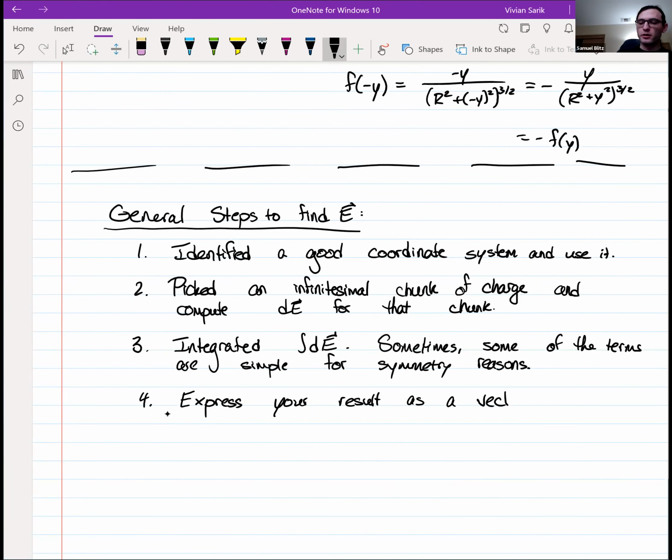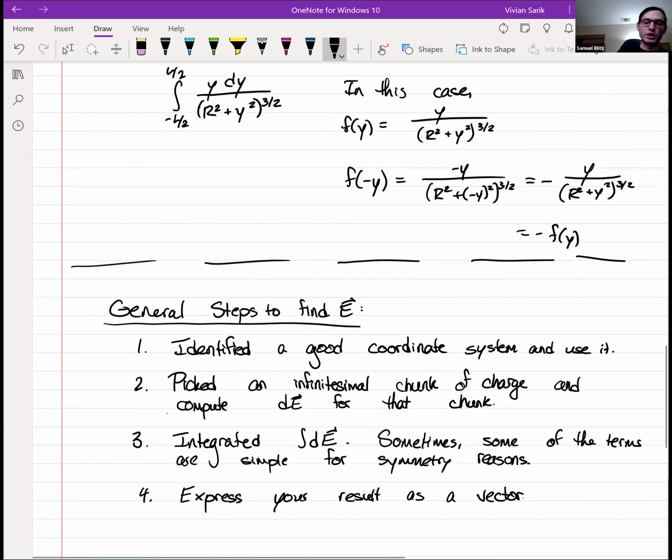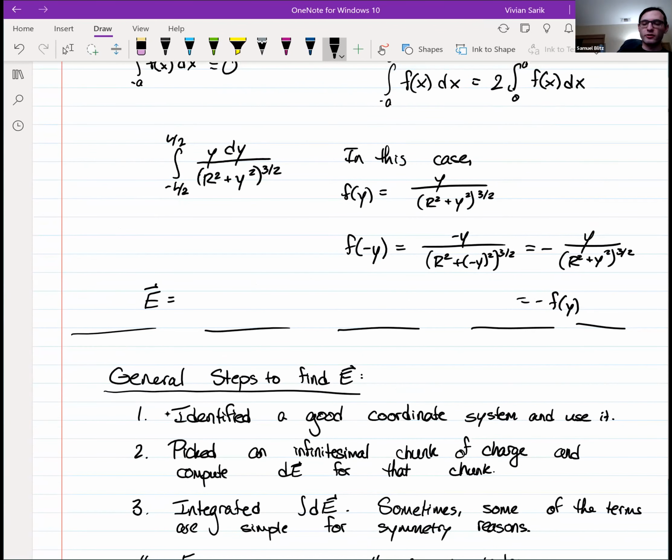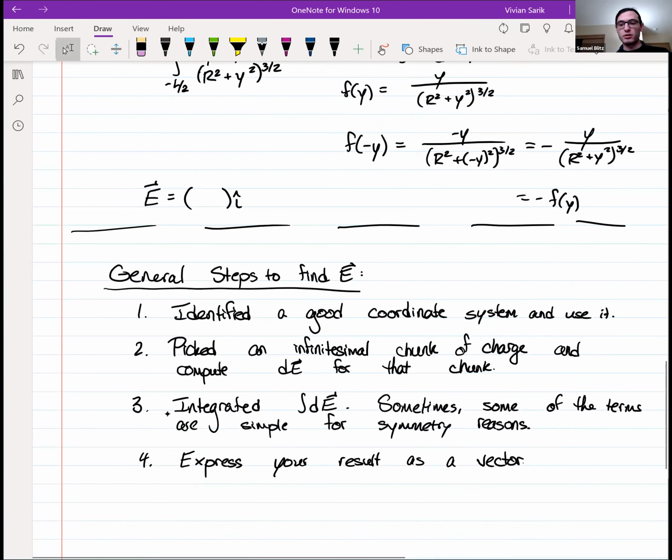So you would write, we didn't actually do this, but you would write something like E equals stuff times I plus stuff times J, or if that stuff was 0, it would just be stuff times I, right? So in this case, it's just that. And that would be your answer. That would be your final result, and then you'd be done.